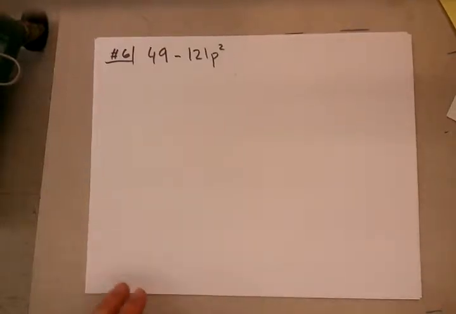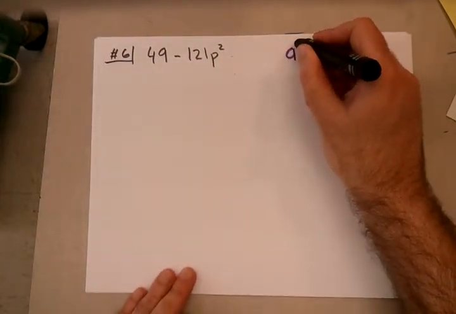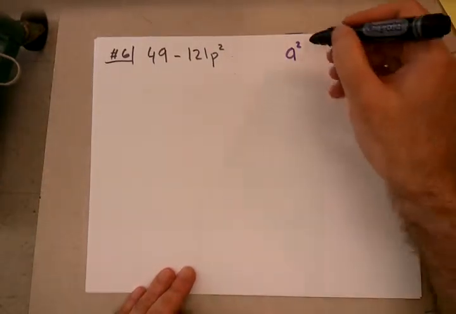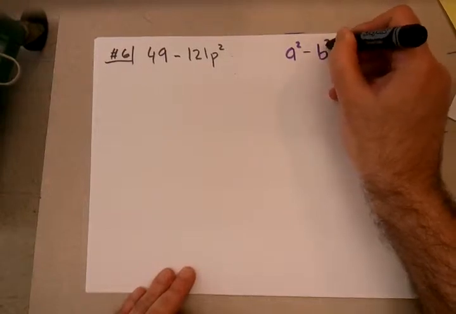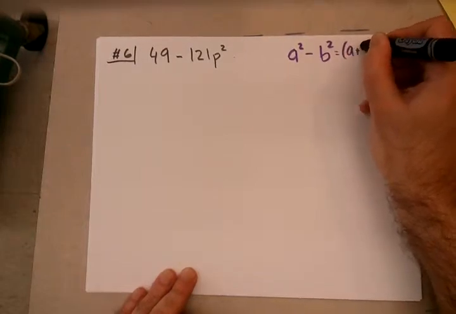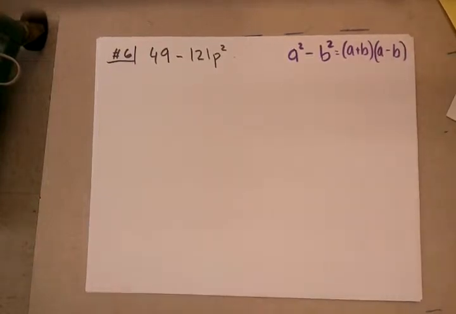So here you have 49 minus 121p squared. So this is the first special case, the first shortcut type. The shortcut that works for this, if you remember, is the difference of squares. You have a squared, and a can be anything, either just a number, a variable, or a combination of the two, minus b squared, same rules here. Then you can write it as a plus b times a minus b.